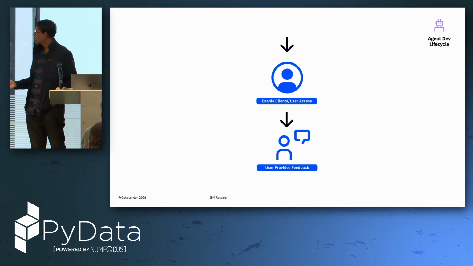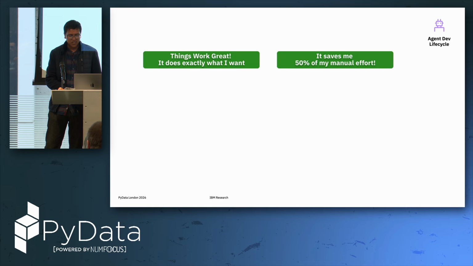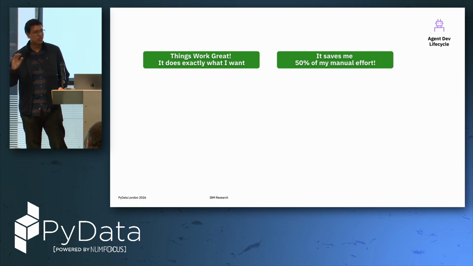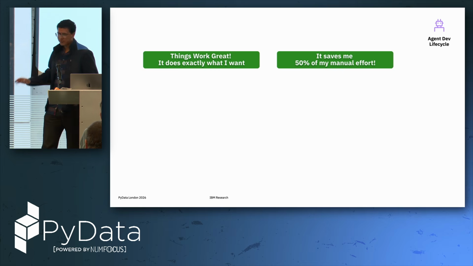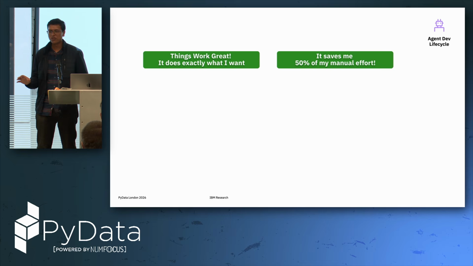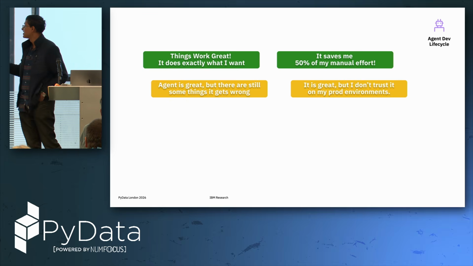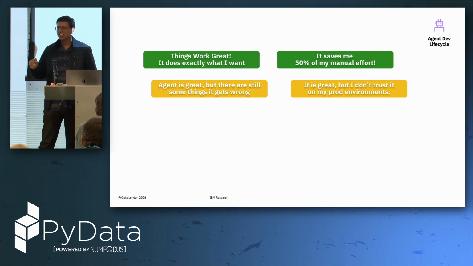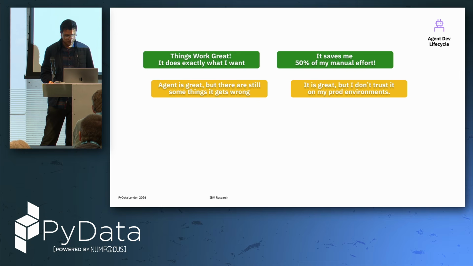In some cases, they do enable the clients and give users access, and the users provide feedback. This is what that looks like. This is some of the things that we've seen in real time feedback from the clients and these engagements that we work with. Things are working great. It does exactly what I want. It saves me 50% of my manual effort. Sometimes things get a little bit worse. Agent is great, but it still gets some things wrong. It's good, but I don't trust it on my production environment.